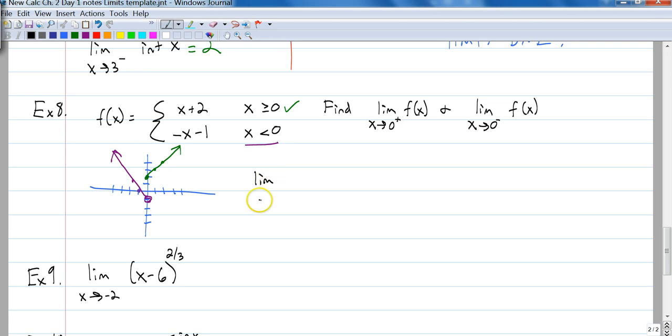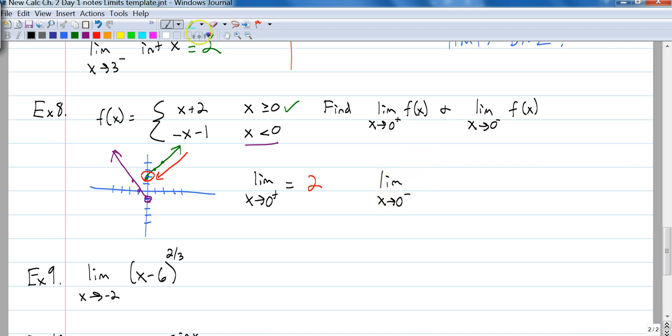I want to know the limit as x approaches 0 from the right. Well, if I'm coming down this green line from the right, it approaches this value here, which is 2. Another thing you can do is plug 0 into your function up here, and you will get 2. When you plug 0 in down here, you will get -1. Even though it supposedly doesn't exist, you can still plug it in to say, well, if it did exist, what would the value be? So that means that our left-handed limit will be -1.